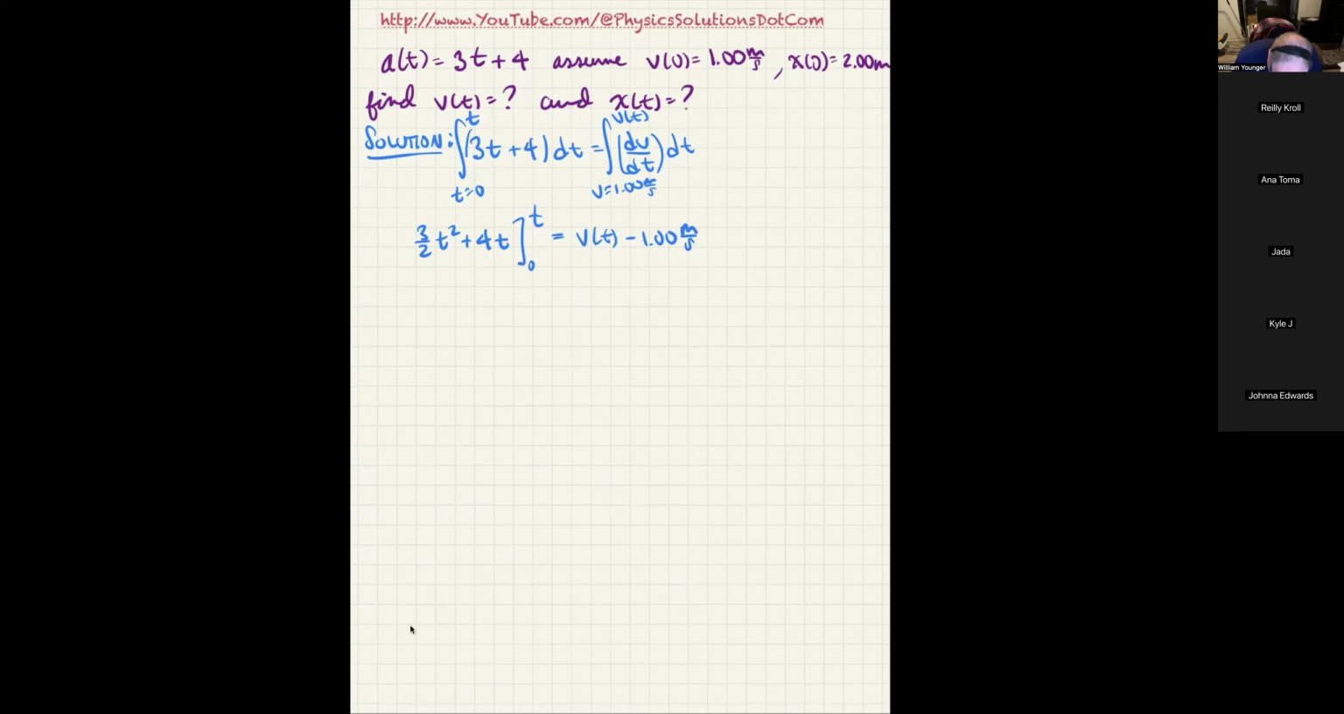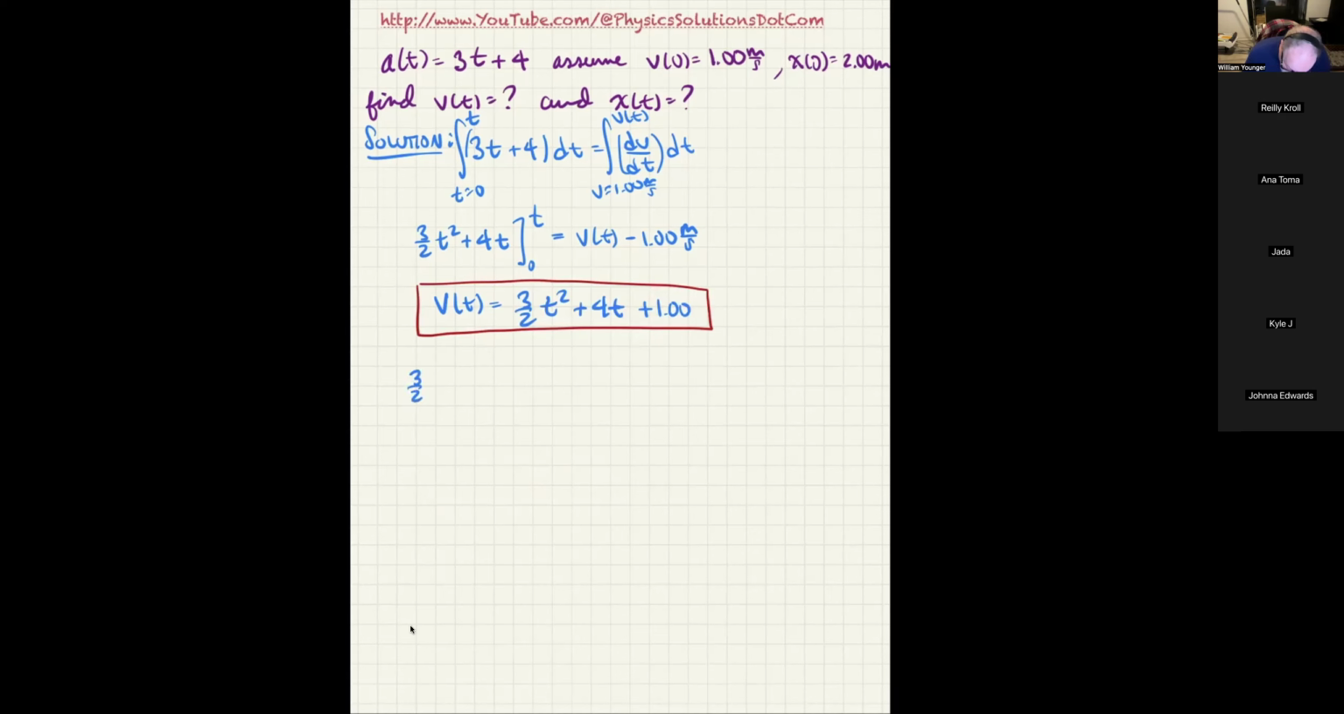So now from this, I can say that v of t, notice the t equals 0 is going to give you nothing but 0 on the left. So all I have left is the 3 halves t squared plus 4t. And then I pull the 1 over to the other side. This is going to give me 3 halves t squared plus 4t plus 1.00. That's my v of t. Notice this time I didn't use an indefinite integral. I actually just plugged in the initial velocity of 1.00 meters per second. Now this v of t is again equal to dx dt.